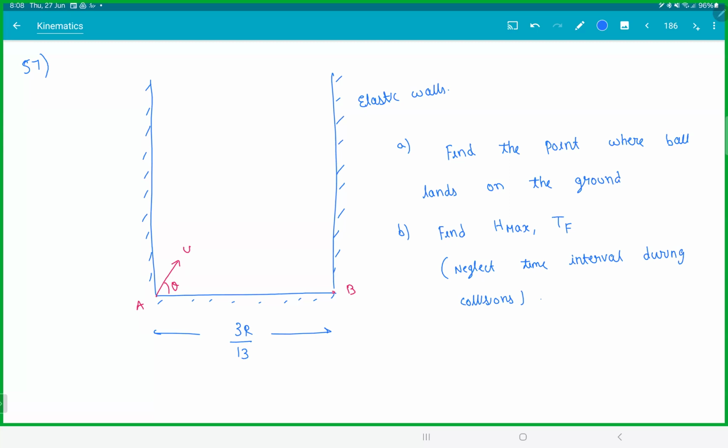Jainil, you're right. Just look at the answer you typed. You know what you typed? You said A is the answer. 3R by 13 from B. What does that mean? A is the answer.